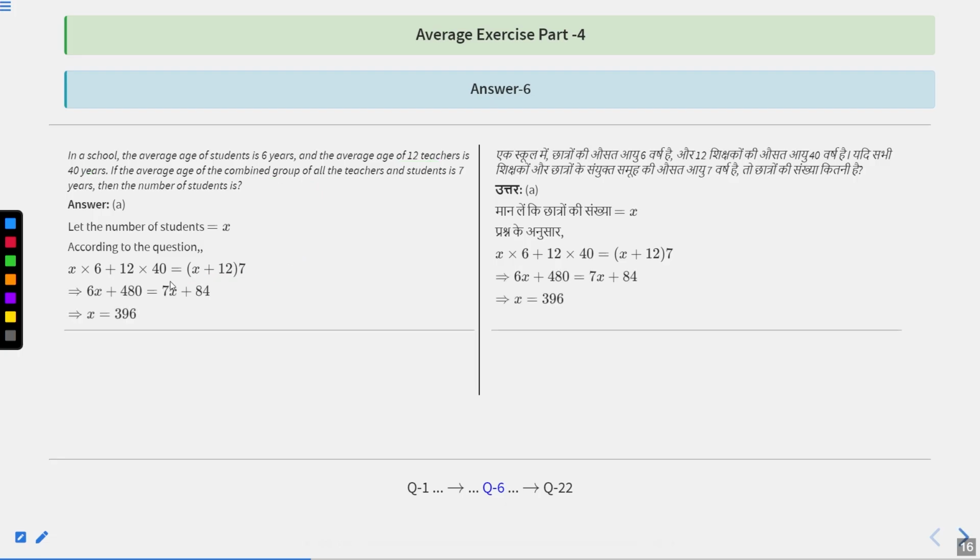So we can compare it. When we calculate it, what do we get? We get the value of X, which is 396. So the number of students is 396. A is the correct answer. Next one.